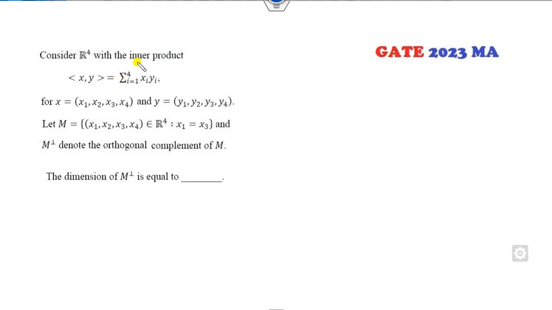Okay, look at this. This is the standard inner product again given to you. M is given here. Then what is the dimension of the M complement? So always remember, the dimension of M complement plus the dimension of M is the dimension of my vector space, which is 4. How can you find the dimension of M?